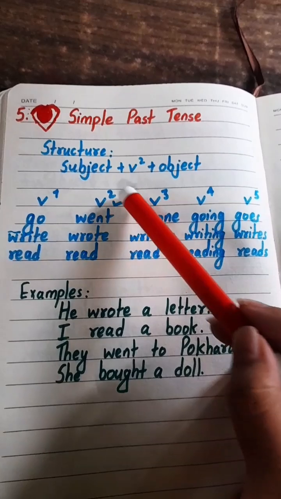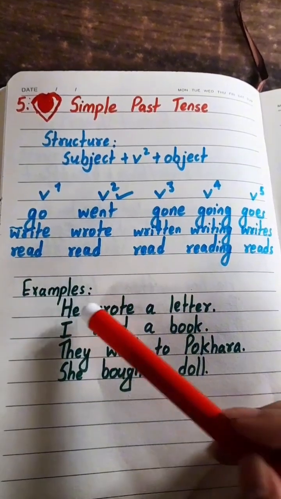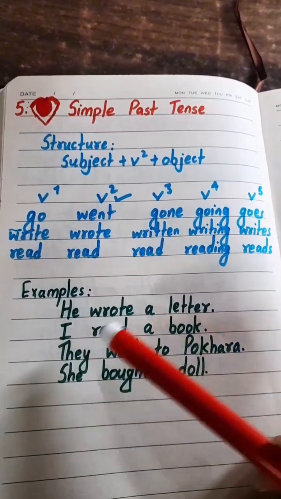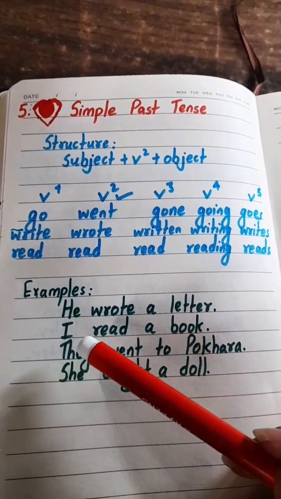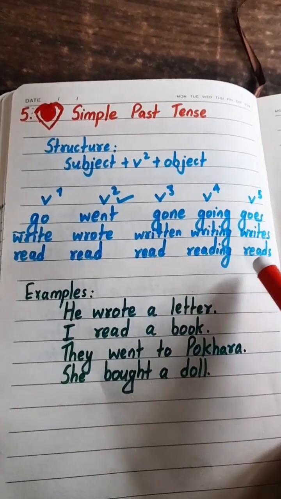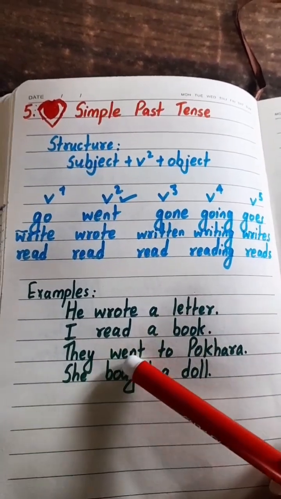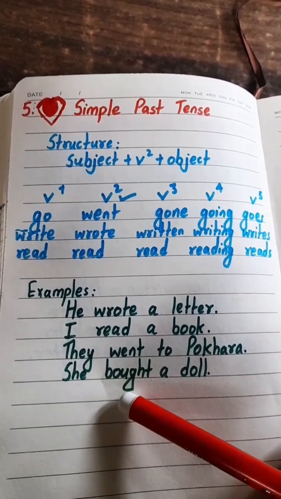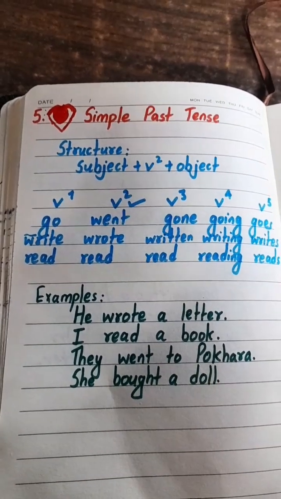So these are verb 2. Examples, he wrote a letter. I read a book. The verb 2 of read is read. Verb 3 is also read. Verb 4 is reading, verb 5 is reads. They went to Pokhara. She bought a doll.